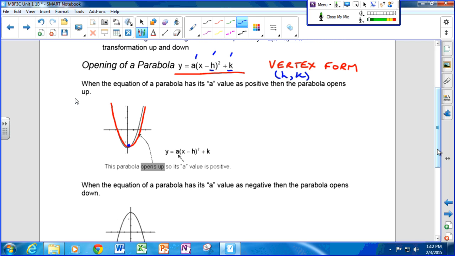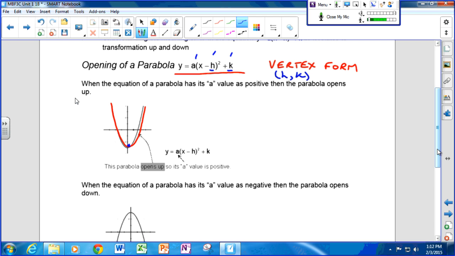So remember that when we write the equation of a parabola in vertex form, we're going to have a number for a, a number for h, and a number for k. Right? And then we'll be able to graph those. Or without graphing them, we can look at those numbers and we may actually be able to tell some things about it.